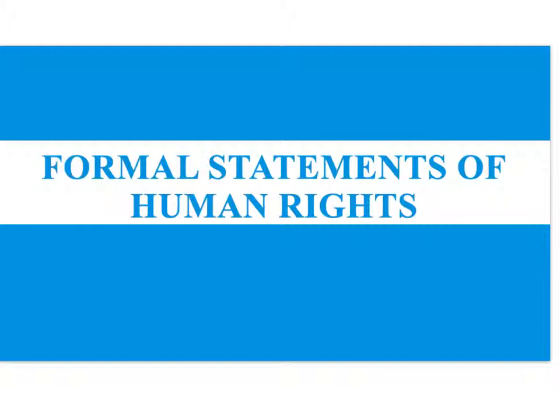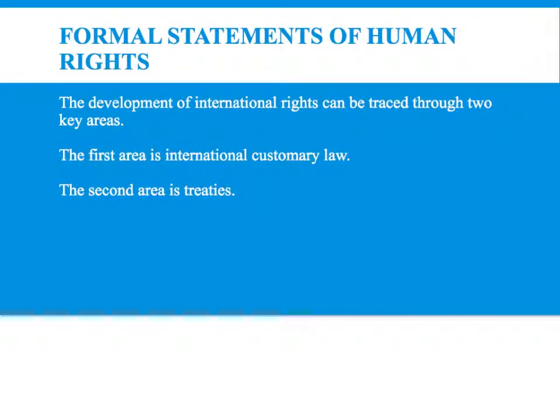So, as a bit of a background, the development of international rights can be traced through two key areas. The first area is international customary law, which is defined as those customs that the majority of the world's nations accept as being lawful. The second area is treaties. Treaties are voluntary international agreements that bind signatory nations to certain behaviours. So you need to keep these in mind as we go through the next three big declarations.